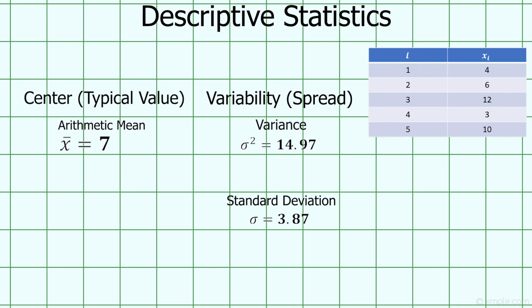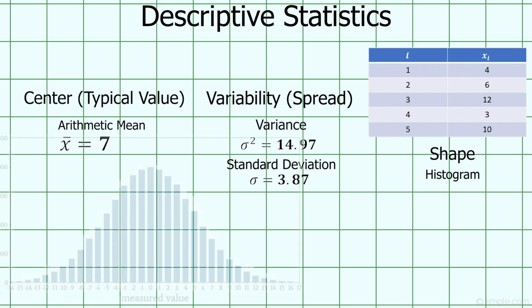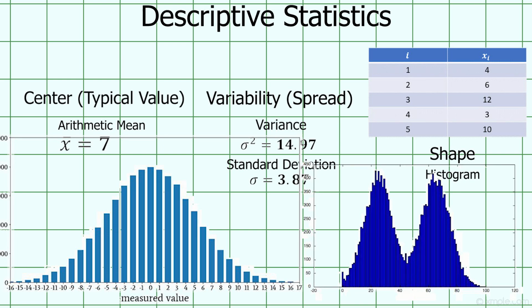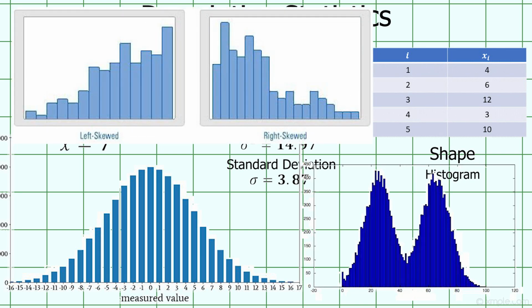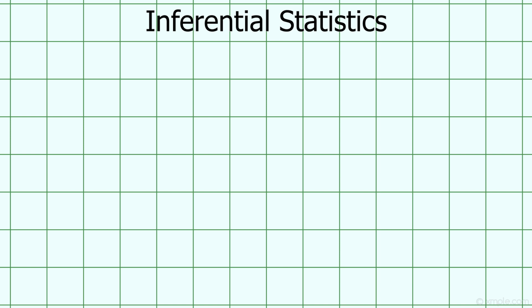Another useful way to summarize data is by utilizing a histogram, which plots the frequency with which data points fall into certain ranges, or bins. By plotting a histogram, we can easily describe the shape of our data. For example, it might be bell-shaped, bimodal, skewed, or uniform. This is probably already familiar to you, so let's move on to the second major branch of statistics, inferential statistics.